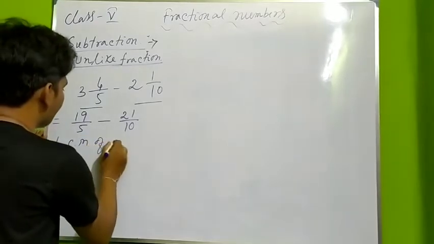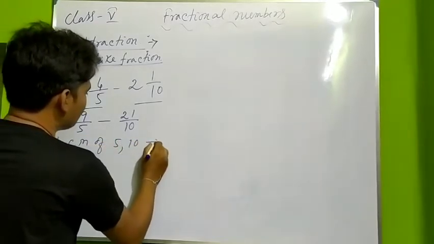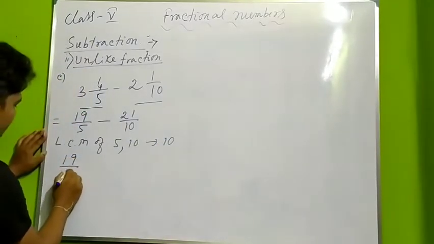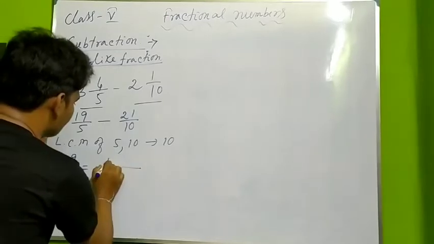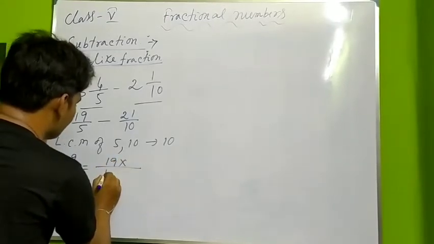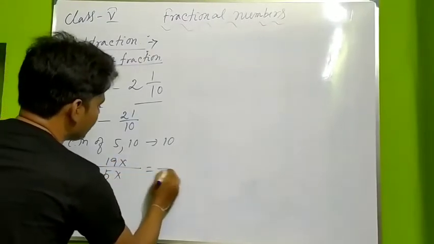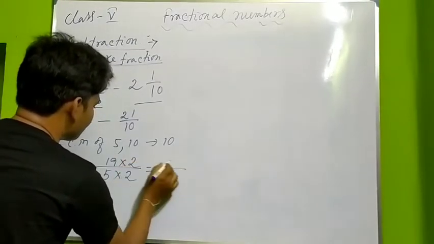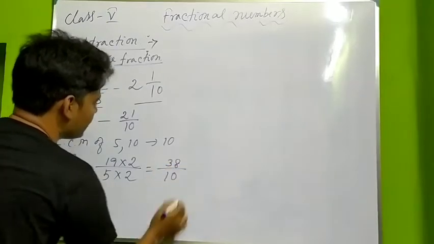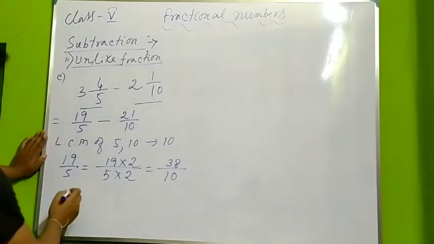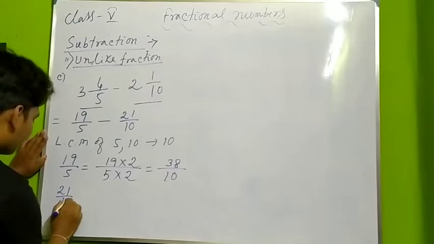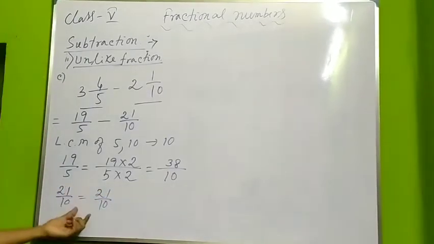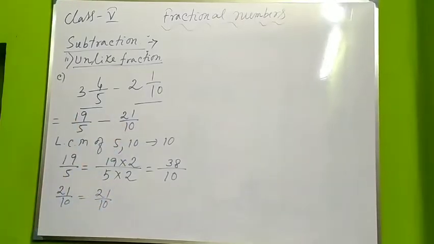So LCM of 5 and 10, that is 10. Now you convert these two fractions into like fractions. 5 into 2 equals 10. So you have to multiply 5 by 2, here also 19 by 2, 38 by 10. And 21 by 10, nothing to do here, as this fraction has the same denominator as the LCM, so nothing to do in this case.